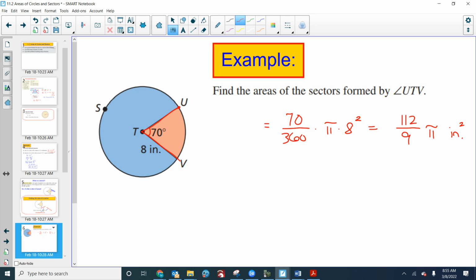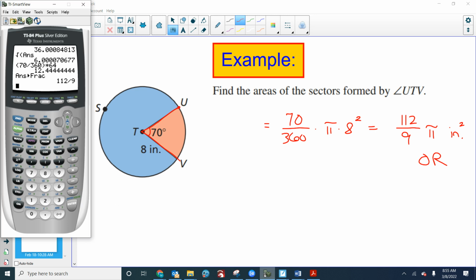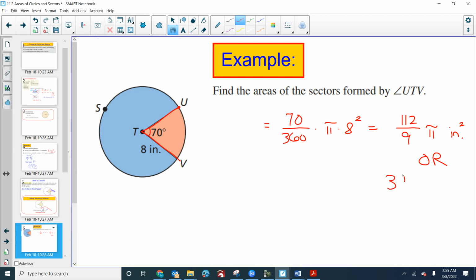Now, that doesn't mean a whole lot to us. So what if we're asked to write it as a decimal? Well, we take that number times pi, and we get 39.095. So 39.1 square inches.